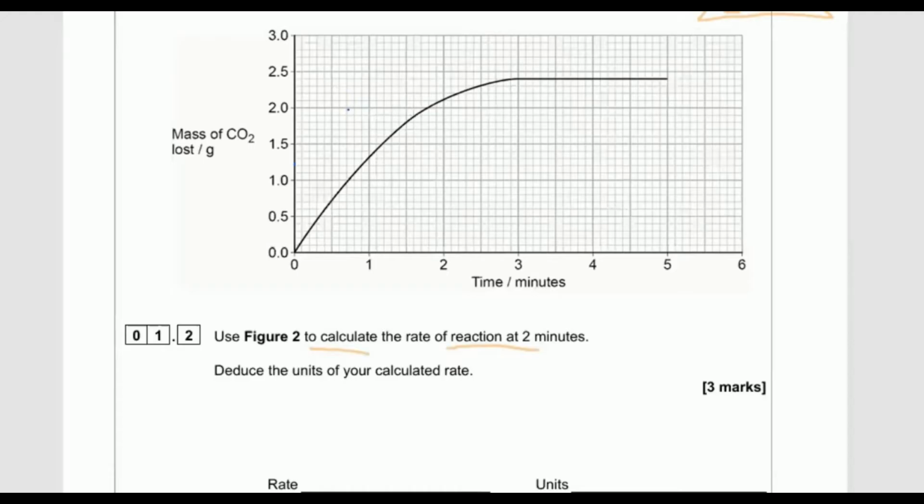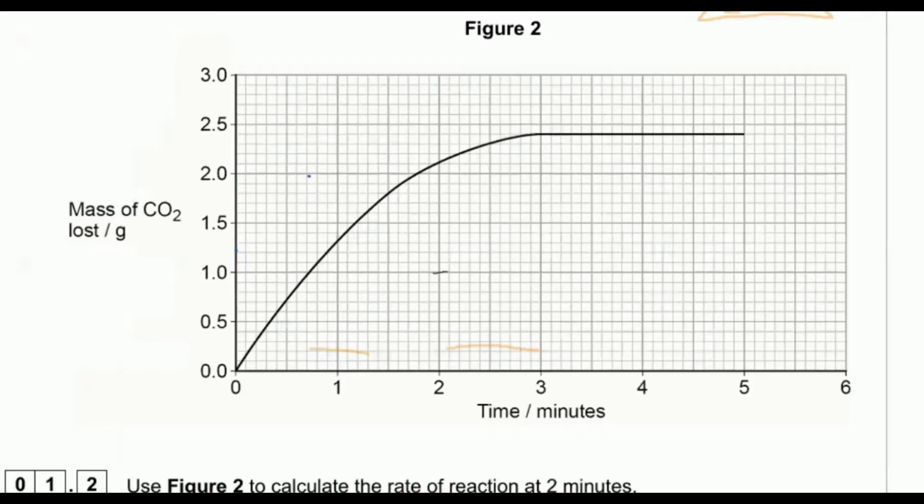So we want to go along at the bottom to where it says time, and then we want to go to 2 minutes and follow the line up to where it meets the curve. Now, because we're not dealing with a straight line, we can't just take the gradient of the straight line of the fastest bit. If we were doing the initial rate of reaction, we could take right at the start the straight bit.